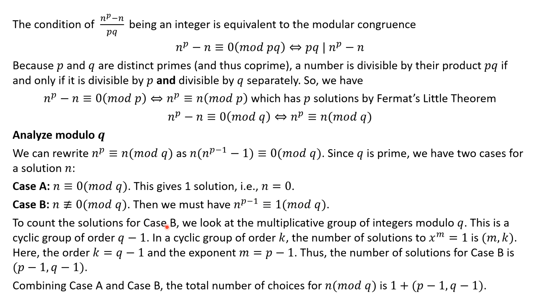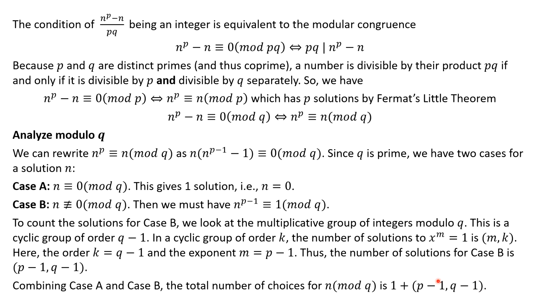To count the number of solutions in this second case, we look at the multiplicative group of integers mod q. This is a cyclic group of order q minus 1. And then we go back to our result that I talked about earlier. In a cyclic group of order k, the number of solutions to x to the m equals 1 is the GCD of m and k. In our case, k is q minus 1, and the exponent m is p minus 1. Thus, the number of solutions for case B is the GCD of p minus 1 and q minus 1. Then if we add the number of solutions in case A and B, the number of possible n's that solve this congruence is 1 plus the GCD of p minus 1 and q minus 1.